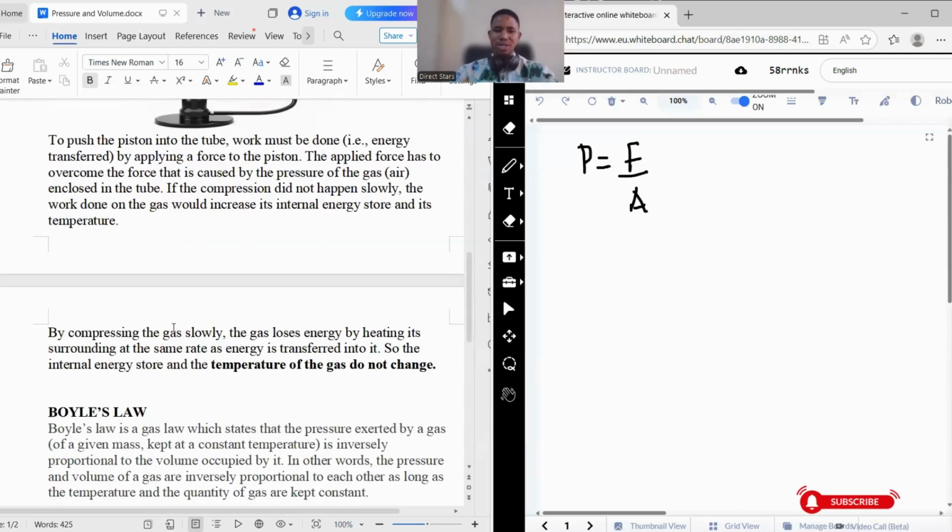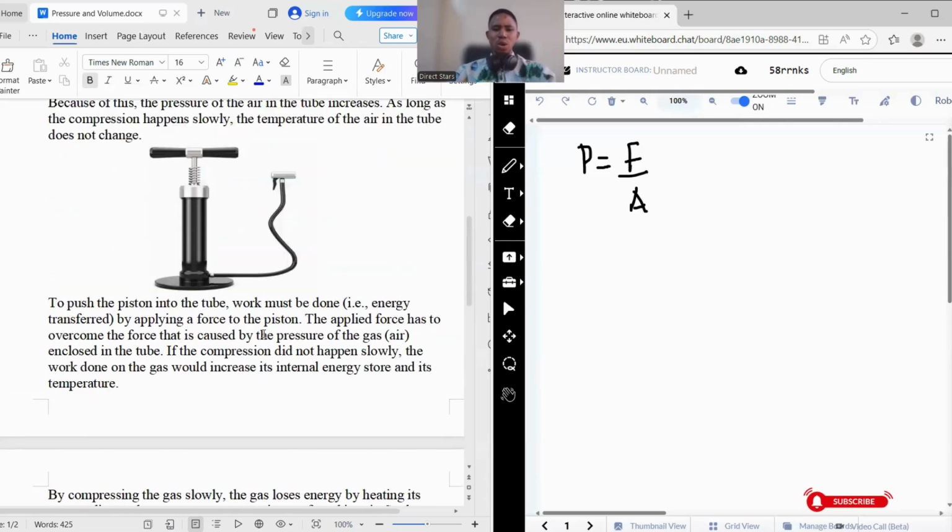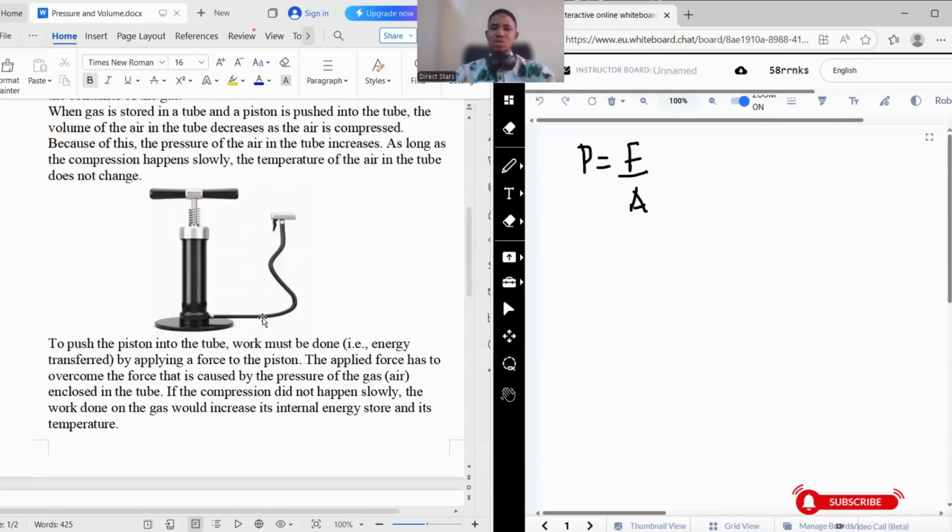By compressing the gas slowly, the gas loses energy by heating its surroundings at the same rate as energy is transferred into it. So what do we mean by temperature or energy? The gas loses its own energy due to its temperature. When we increase pressure, friction occurs, and when friction occurs, there is a change in temperature. But when we do this slowly, there will be no change in temperature of the gas.